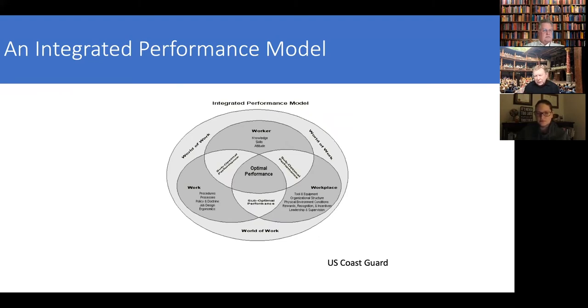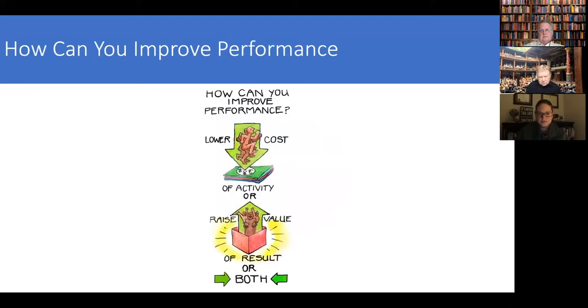Don't change the frame, don't change the model, but change the words so your clients will see, oh, I understand what's going on here. So that's one of the things I'm going to suggest you do. And this is an example of what the US Coast Guard did.